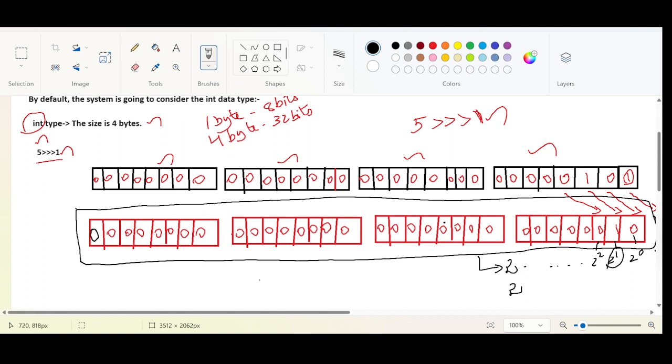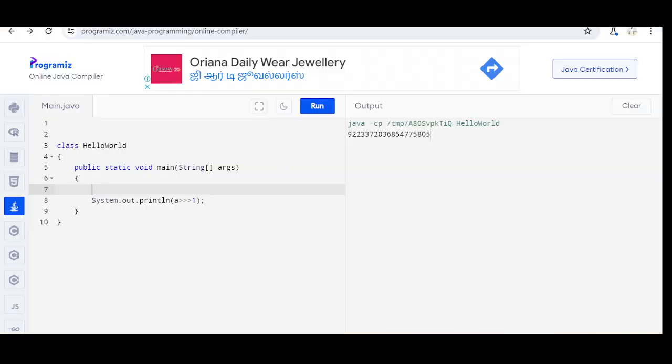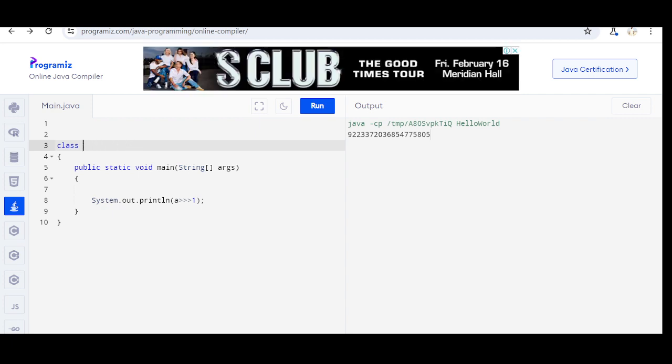If I do 5 triple shift 1, the answer is going to be 2. So let us check whether the answer is 2 or not. I am opening the online compiler. So here let us give a meaningful name. You can give any name, but a meaningful name is always recommended. So, triple right shift operator. Here I am taking 5 getting triple right shifted to 1th position. The answer should be 2.